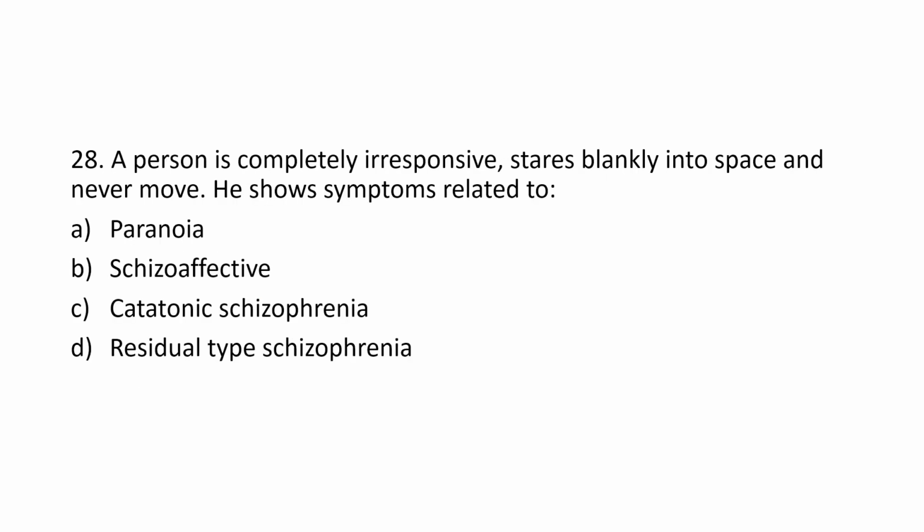Number 28. A person is completely irresponsive, stares blankly into space and never moves. So he shows the symptoms related to catatonic schizophrenia, and catatonic schizophrenia is a type of schizophrenia in which the person becomes totally stagnant and he basically gives bizarre positions of his own body and usually stays in stupor. So all these symptoms are basically identifying catatonic schizophrenia.